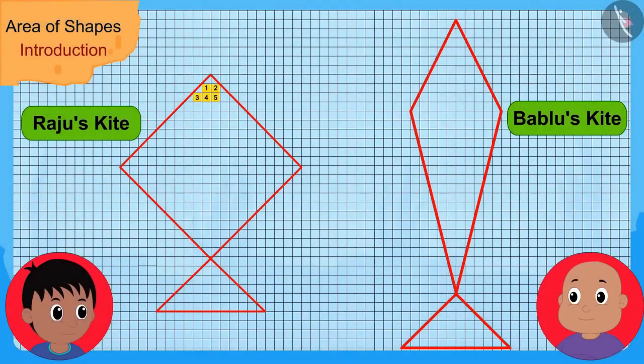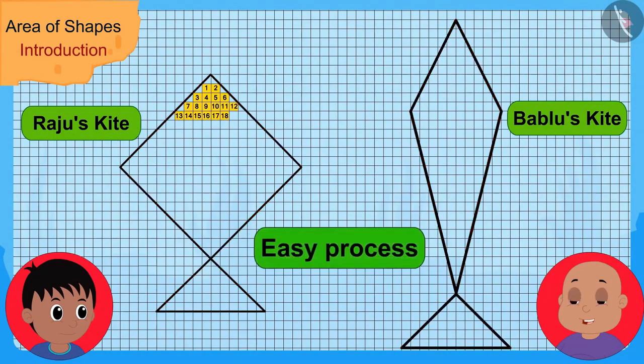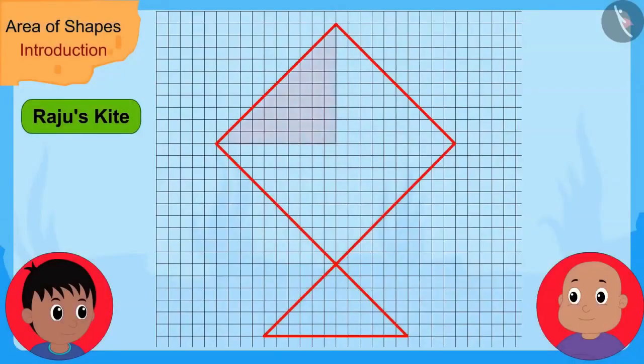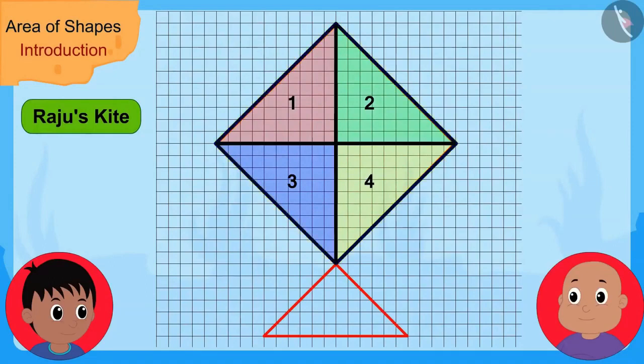Raju immediately began to count the number of squares inside the outlines of the kites. Hey Raju, wait. I have an easy process to find the area of shapes. I will show you, Bablu said to Raju. Bablu first made a triangle in this way, inside the outline of Raju's kite.